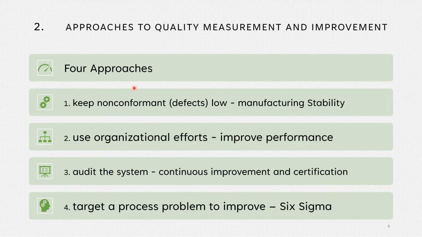We have 4 approaches for quality and improvement. 1, 2, 3, 4. First, we're going to keep the defects low, and that's for the manufacturing stability. Just a big word. We want to keep defects low, bad products low. Second, we're going to use organizational effort, because you can't work alone. Since it is a system, you have to work with other people.